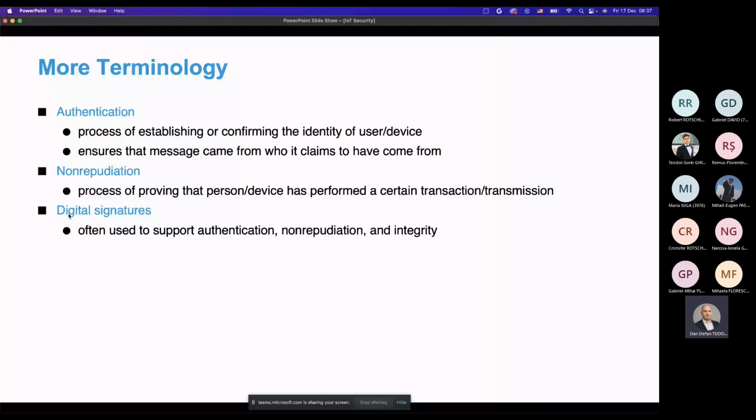They are also used to provide confidence that a message has not been altered. So, for example, you can use digital signatures to guarantee that your messages have a high degree of integrity.